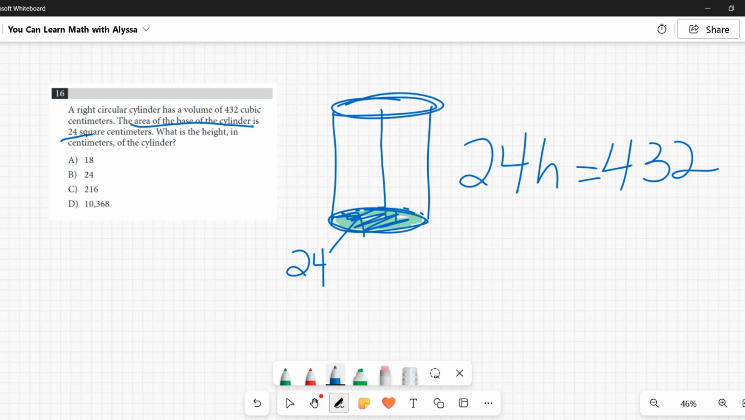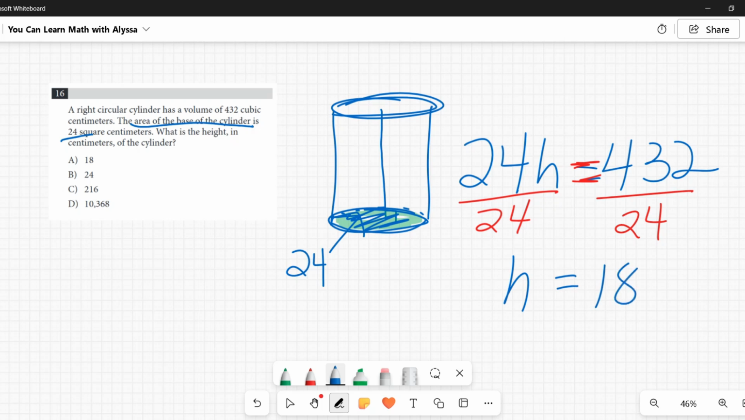So I just need to undo what's been done to h. h has been multiplied by 24. I need to undo that by dividing both sides by 24, because it is an equation, so I need to do it to both sides. And when I do that, I get h is equal to 18.